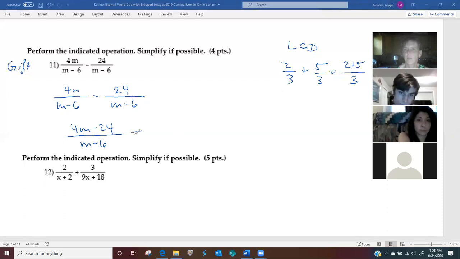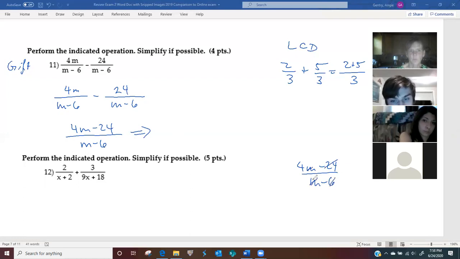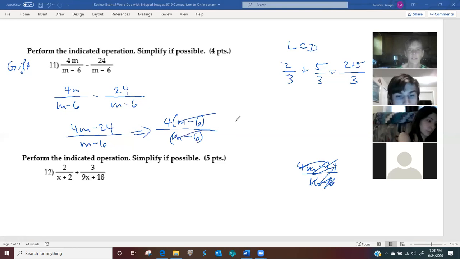Okay. So then you say, now I have a numerator and denominator, and I'm going to factor, factor, cancel, cancel. What's kind of funny here is some people do all this good work and then they cancel this, and I'm like, hello, you can't cancel unless you have multiplication. Yes? So we're going to factor 4 times (m minus 6) over (m minus 6). Cancel, cancel.